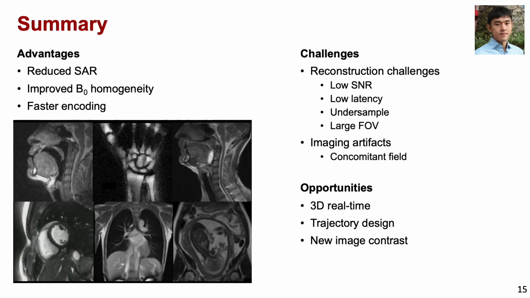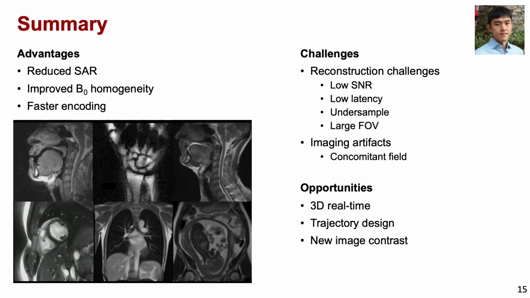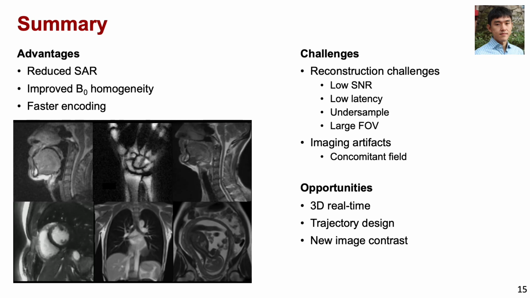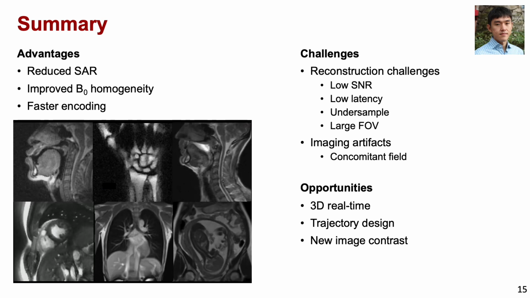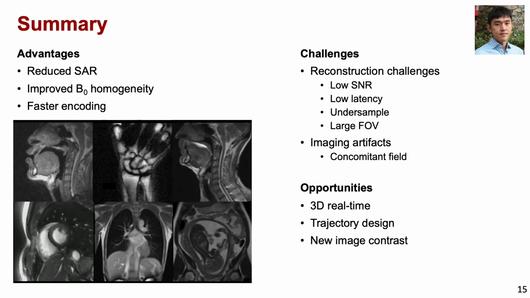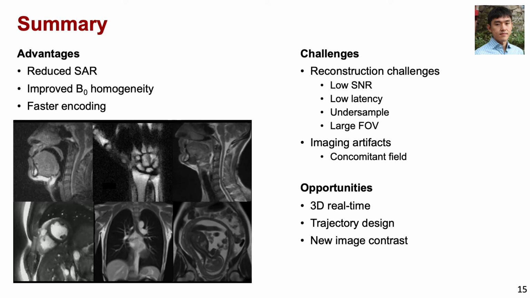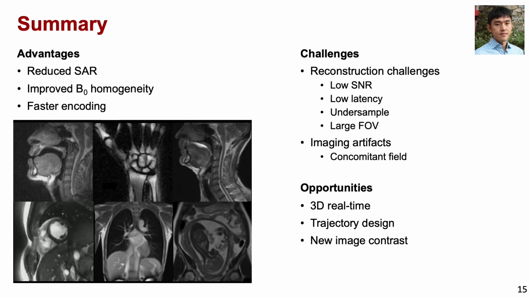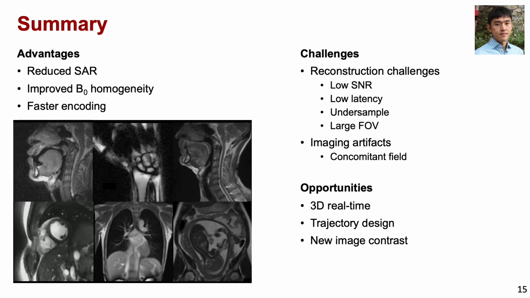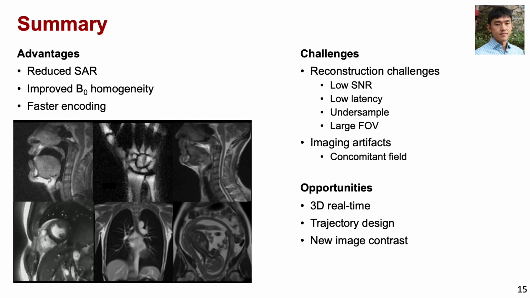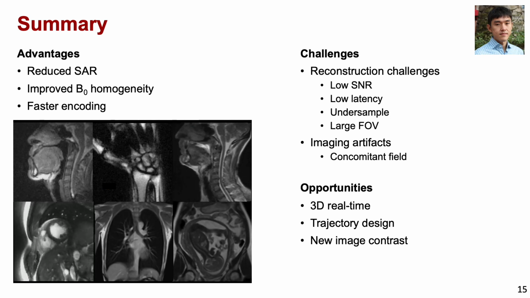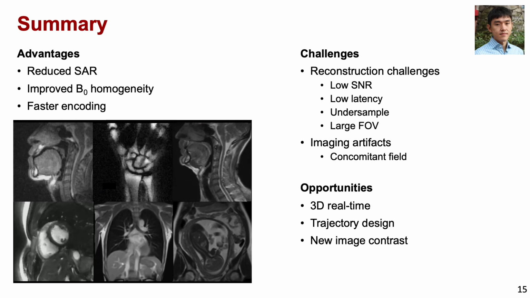So as a summary, high-performance low-field systems have a lot of technical advantages, such as reduced SAR, improved B0 homogeneity, and faster encoding, which allows many real-time imaging applications to be improved on such systems. Also, there are quite a lot of challenges, such as needing to reconstruct images in a very low SNR environment. And there are also quite a lot of new possibilities on these systems.